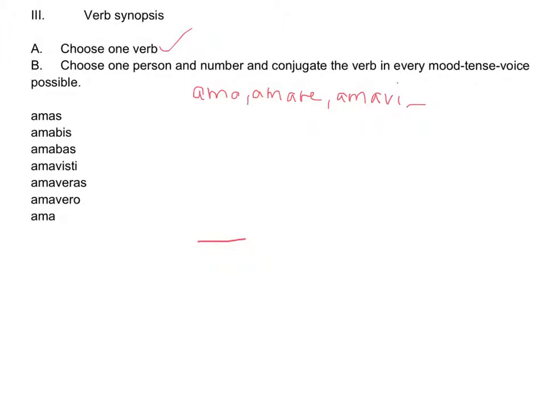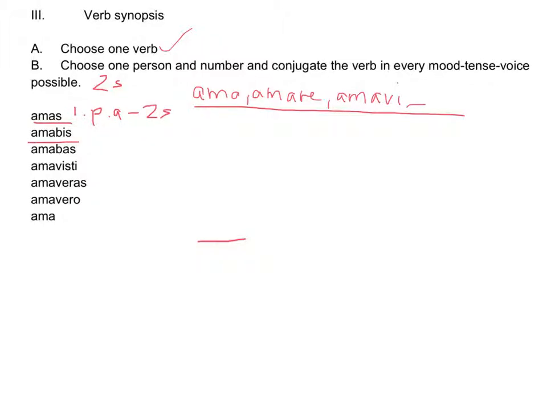Now that's better. So I've chosen one verb, amo, and then I would conjugate it, for example, in the indicative present active. One person and number only. I'll choose the second person singular, you singular. So that would be amas. There's your second person singular for the indicative present active.